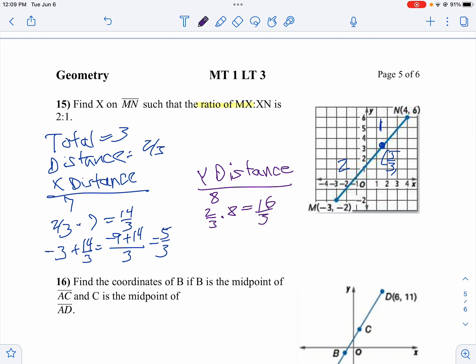So I'm going to start here at -2. I'm going to add 16/3. And common denominator 3. 3 times 2 is 6. I'm going -6 plus 16. That will be 10/3. So my coordinate is going to be at 5/3 and 10/3. And that will be the answer to that question.